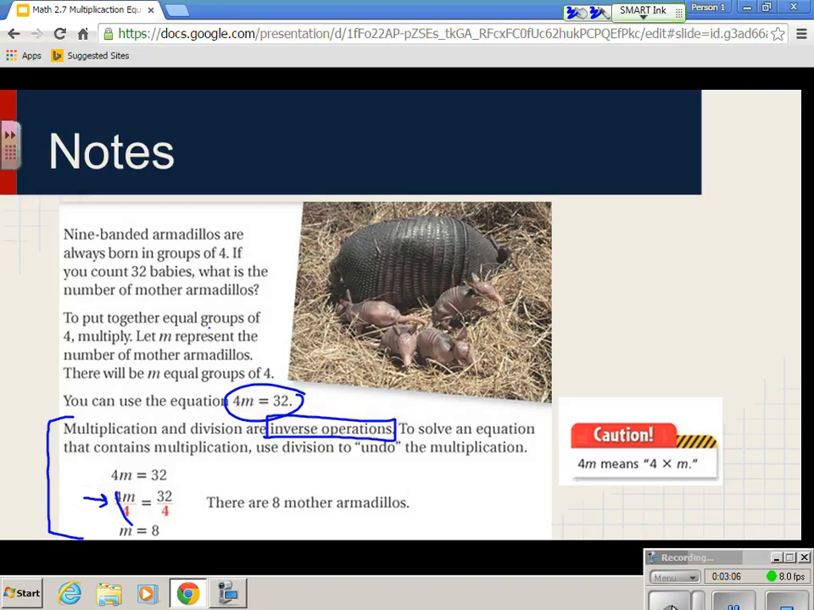Once you have these notes down, you can move on to the next slide. Again, if you need to write this down so you remember that 4m means 4 times m, you can do that too. That's your choice.